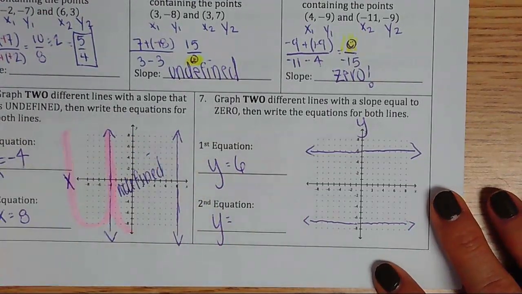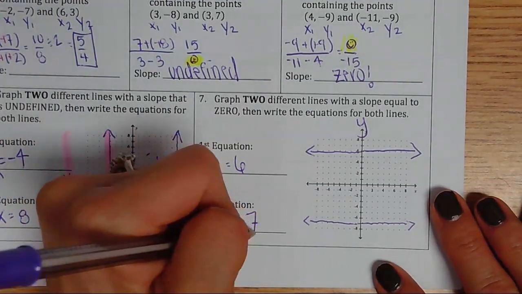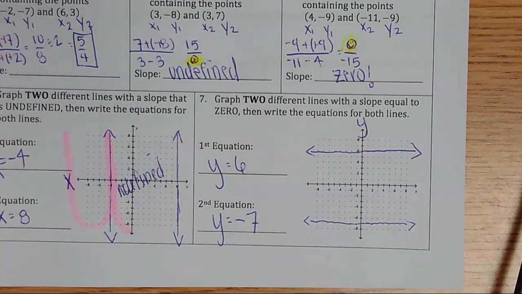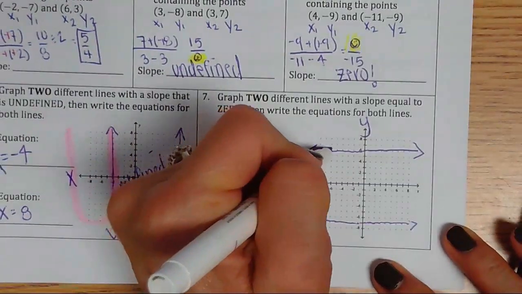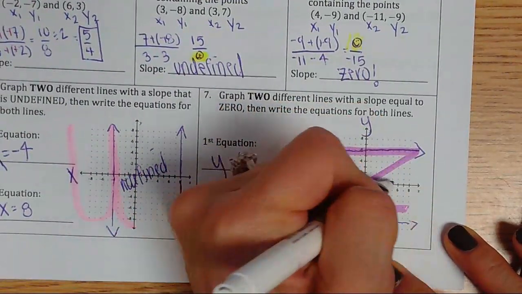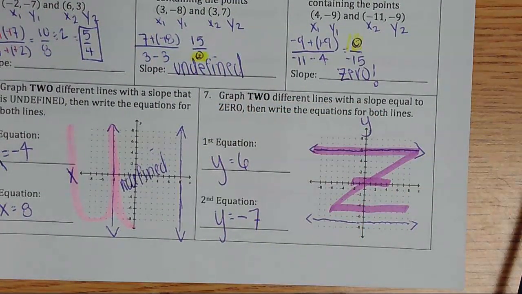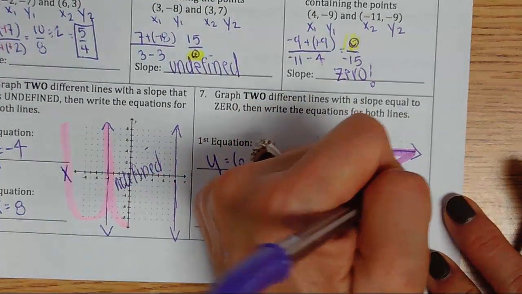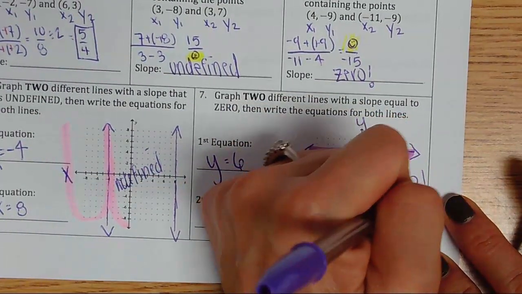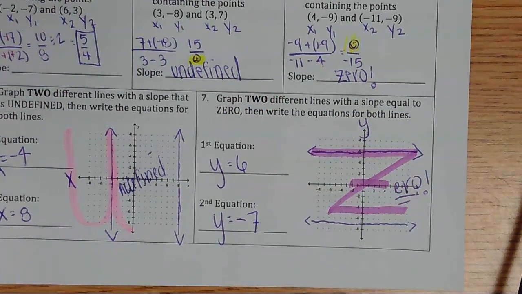And this time it's crossing through at y equals -7. Okay, a cool thing about this one is you can see that you can make a z for 0 slope out of a flat line. It's kind of a nice little trick and something to remember.